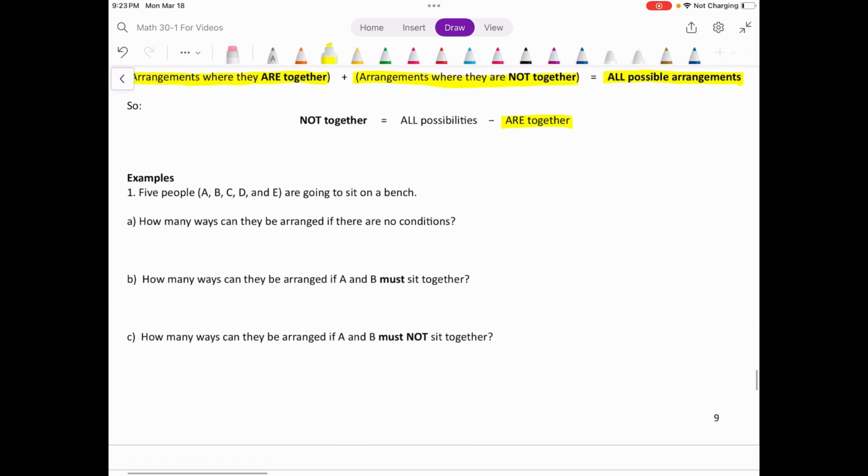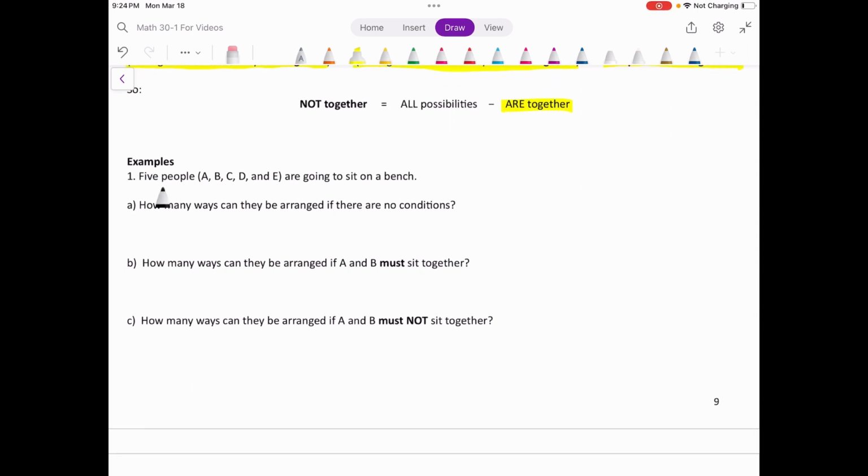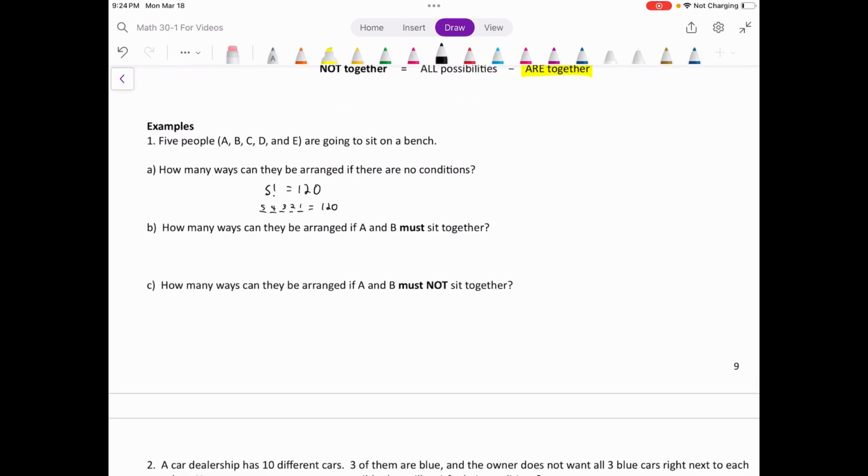Let's try walking through this process with an example here. So 5 people, A, B, C, D, and E, are going to sit on a bench. How many ways can they be arranged if there are no conditions? So how many ways can we arrange 5 people, right? Well, 5 factorial, which is 120, right? I mean, you could go 5 people in the first spot, 4 in the second, 3 left in the third, 2 left in the fourth, and only 1 person left to choose from in the last spot. Okay, so 120. Now, how many ways can they be arranged if A and B must sit together?